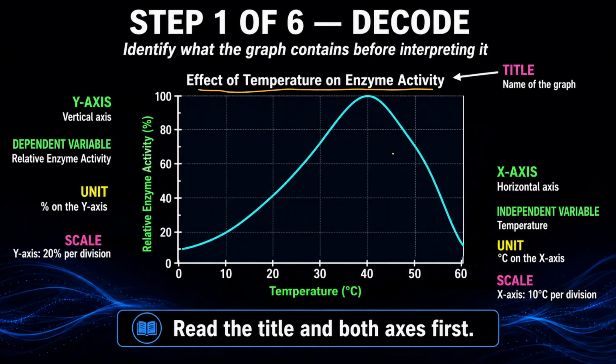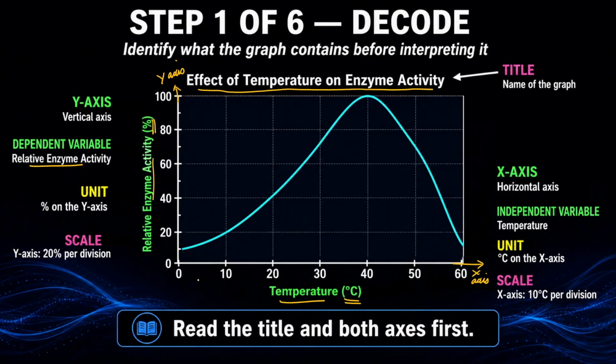Next, identify both axes. The x-axis, or horizontal axis, represents the independent variable, which is temperature. This is the variable that is changed during the experiment. The y-axis, or vertical axis, represents the dependent variable, which is the relative enzyme activity. This is the response that is measured. Now check the units. Temperature is measured in degrees Celsius, while enzyme activity is measured in percentage. Without knowing the units, you cannot interpret the values correctly.